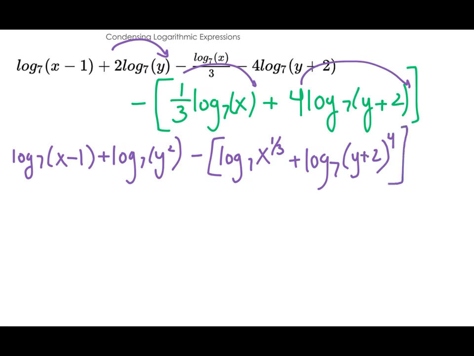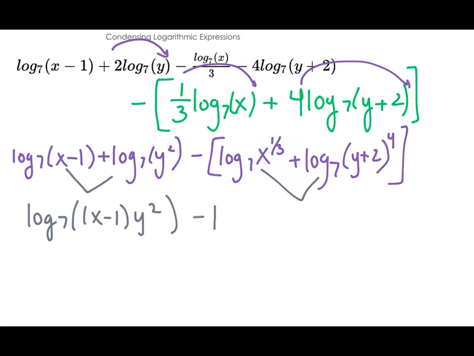Then, after the power rule comes the product rule. So when I have logs being added, I can condense their arguments into a single log with the arguments being multiplied. So I'm going to take these two and turn them into a single log with the arguments multiplied. So we'll have log base 7 of x minus 1 times y squared minus log base 7 of x to the 1/3, which technically we can write like this, cube root of x times y plus 2 to the 4th.